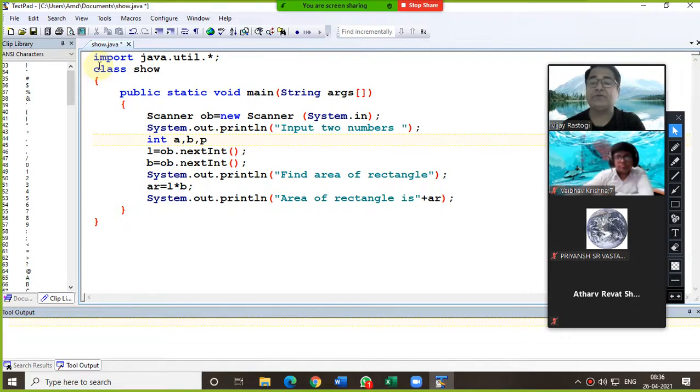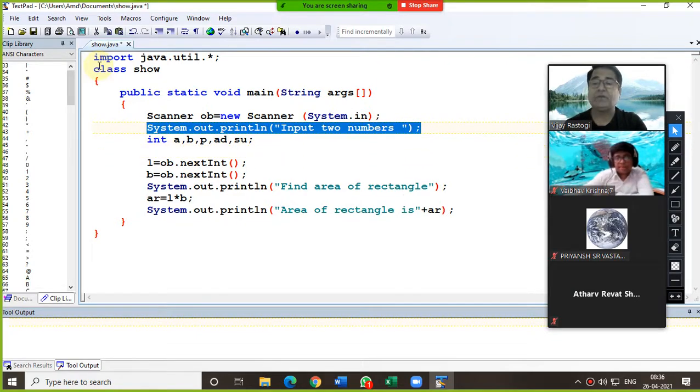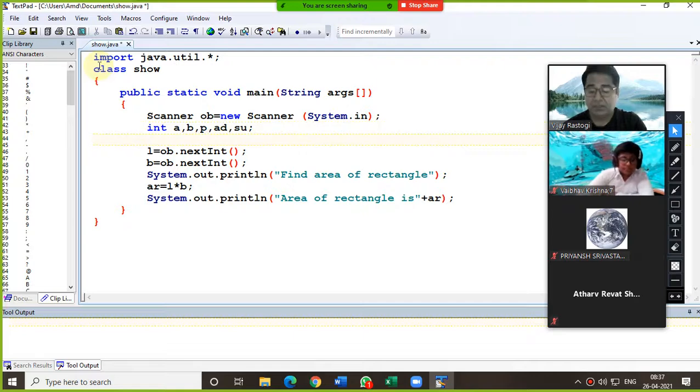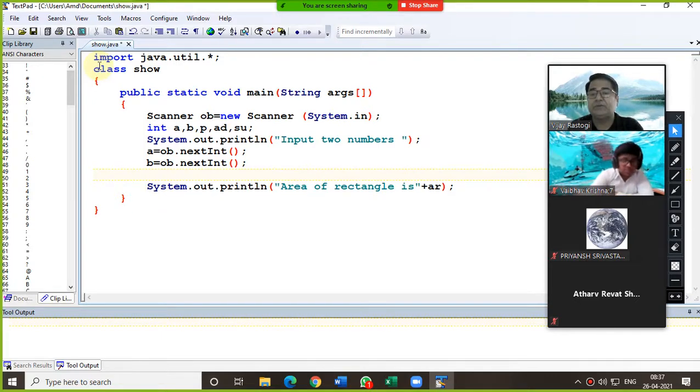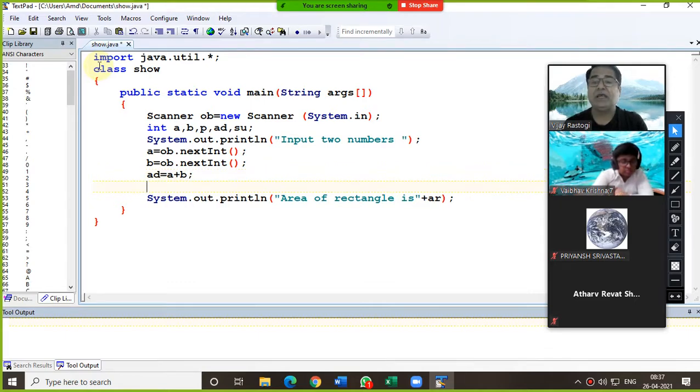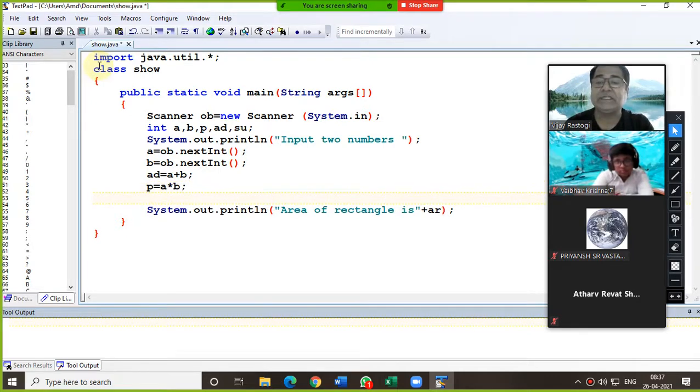P stands for product. Then addition, and then SU. These variables I am using for this. Now here I am giving a message: enter two numbers, and storing them in A and B. After that, we are supposed to print the addition. For that we have used a variable AD, where AD equals A plus B, and for product A into B, and for the sum.